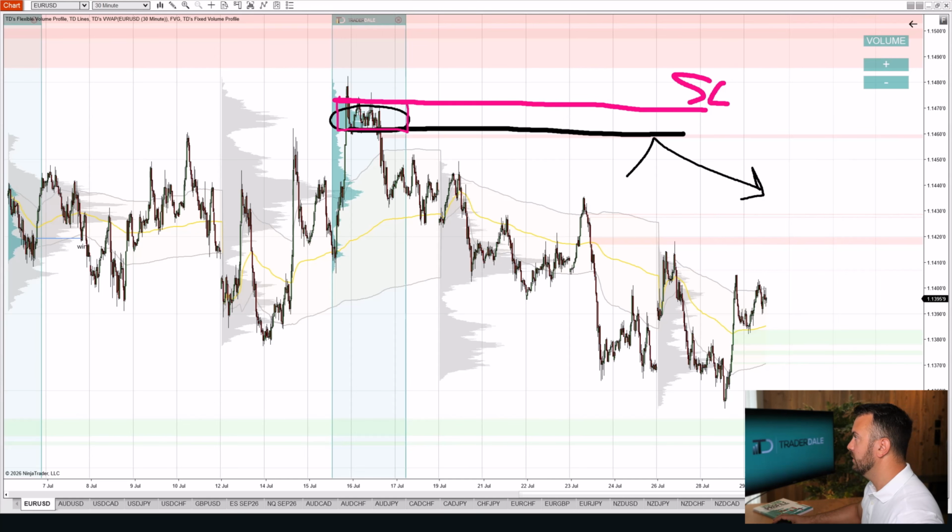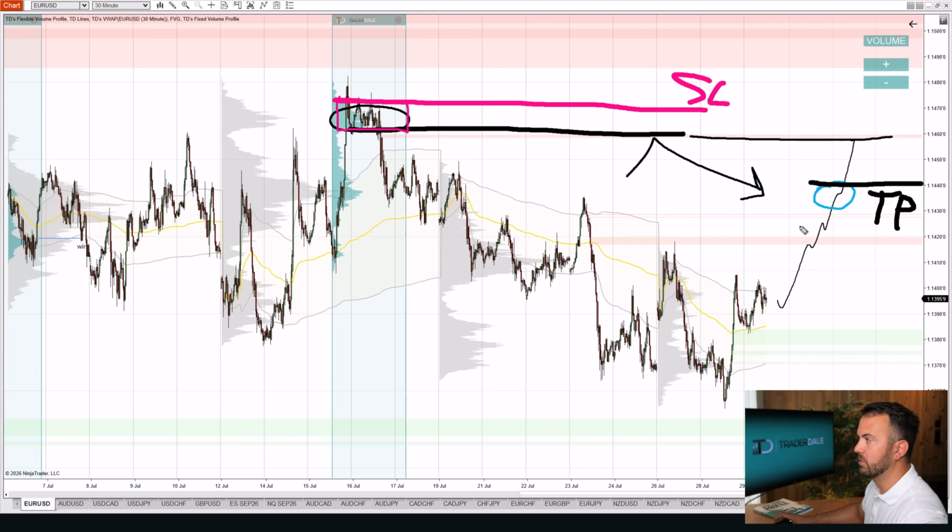So I need to see how the price approaches this resistance level. And if, for example, in here we have a heavy volume zone, then I'll place the take profit before that heavy volume zone, right? Before the barrier. You can do it either with volume profile, also with order flow. The logic is the same.